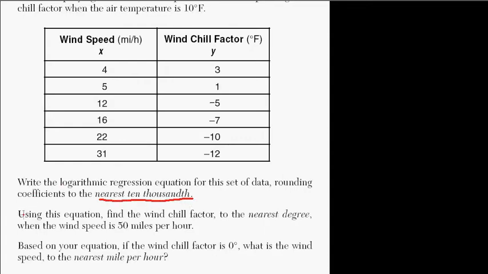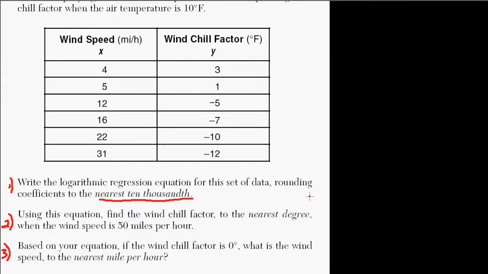Okay, and that's the first thing. The second thing is, using this equation, find the wind chill factor to the nearest degree when the wind speed is 50 miles an hour. And the third thing they want us to do is, based on your equation, if the wind chill factor is 0, what is the wind speed to the nearest mile per hour?